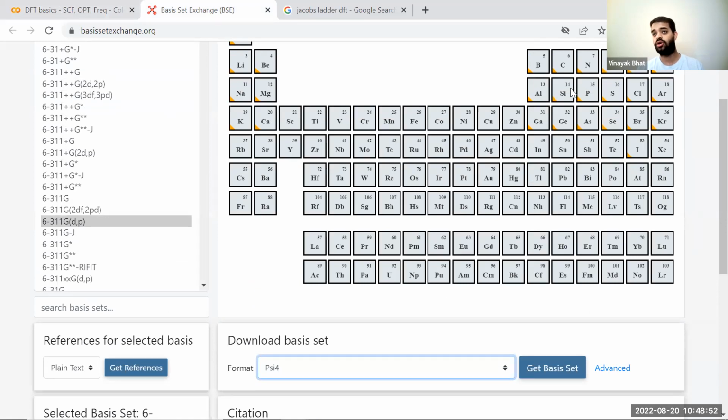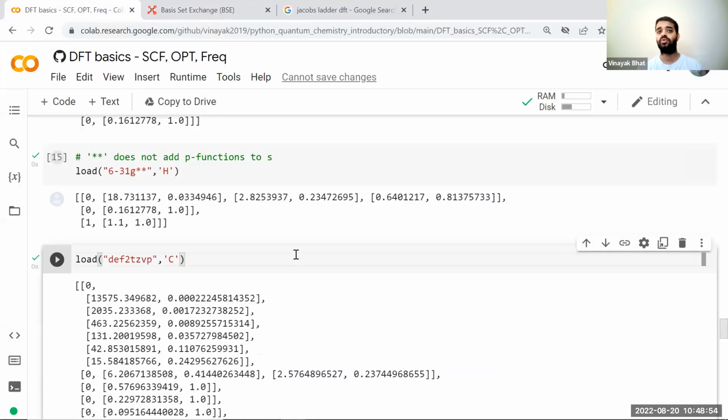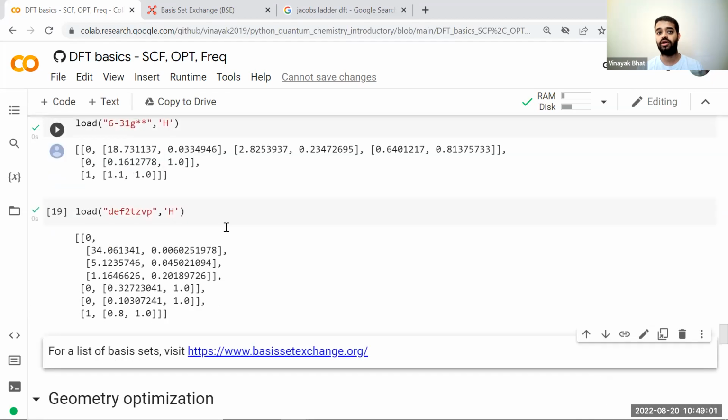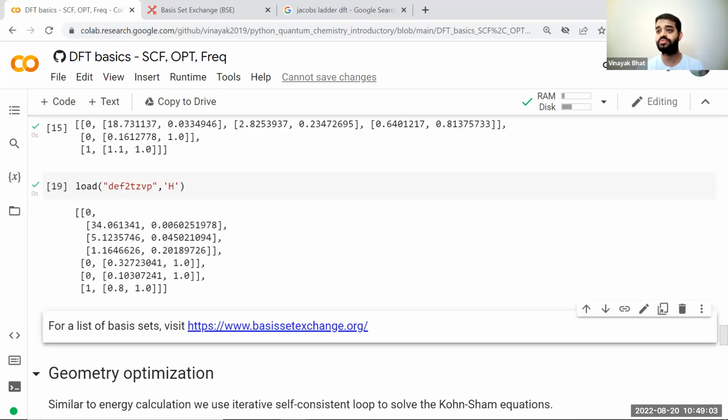And those will be for all those electrons. Right now, what we did is we just loaded it for carbon. You can just load it for hydrogen and see what it looks like and all the different things. Yeah.